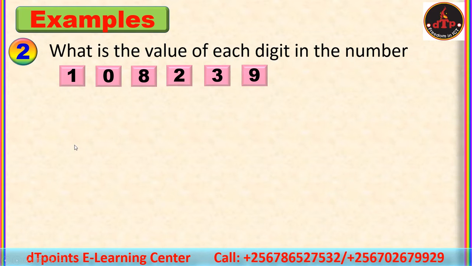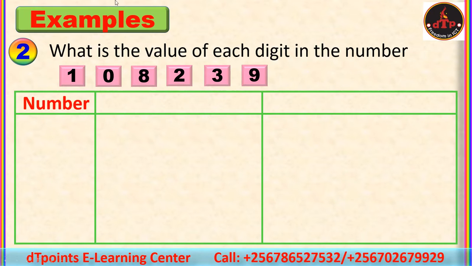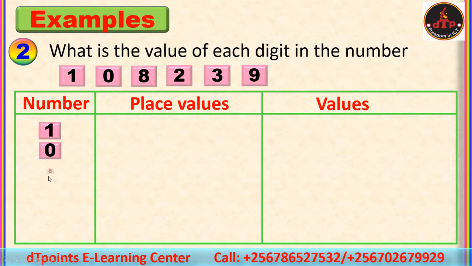Like we have done in the previous example, we draw our simple table and we partition it. We divide it where we shall have here the number, then here we shall have the place value, then on the other side we shall have the values. Now we can put these digits vertically. The first one, 1 here, followed by 0, and then we have 8 there, we shall have 2 there, 3 is there, and finally we have 9 there.